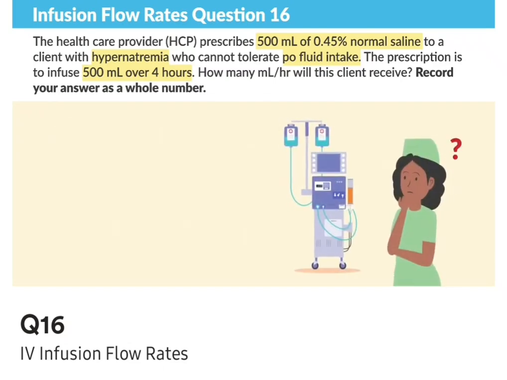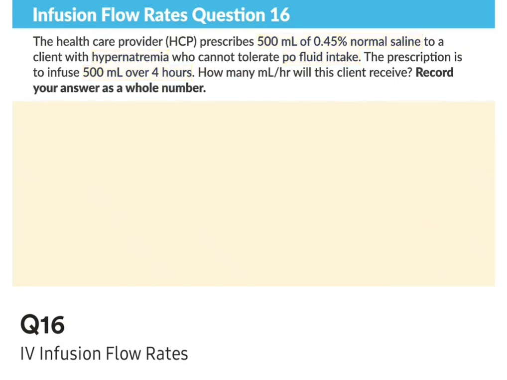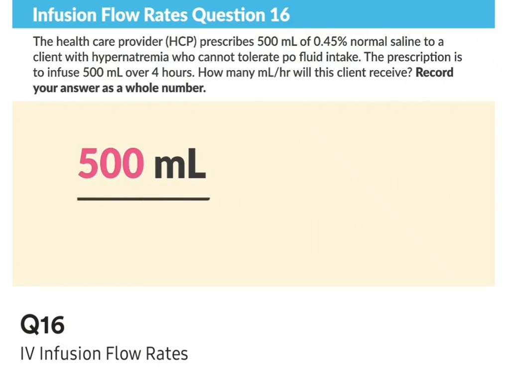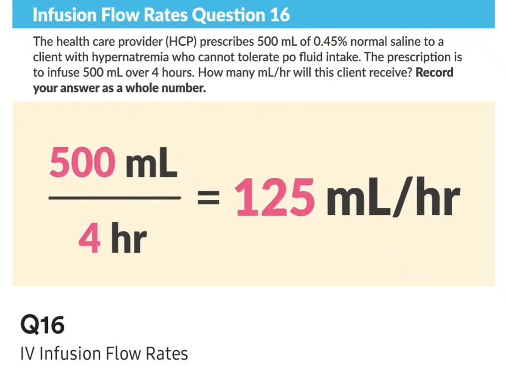So very simple, just total volume over time. So our total volume is 500 mLs over 4 hours because that's what the prescription says. So the correct answer here is 500 divided by 4. We have 125 mLs per hour. The correct answer, 125 mLs per hour.